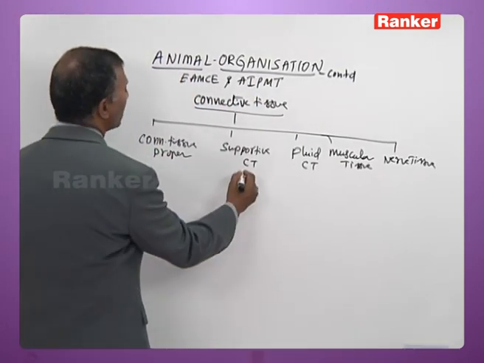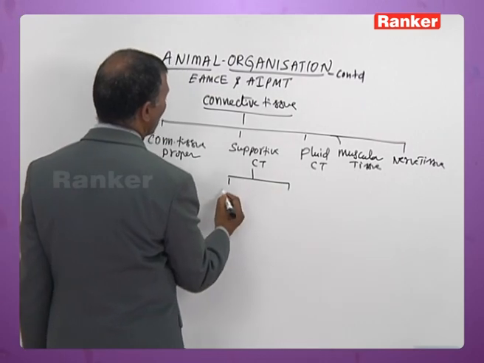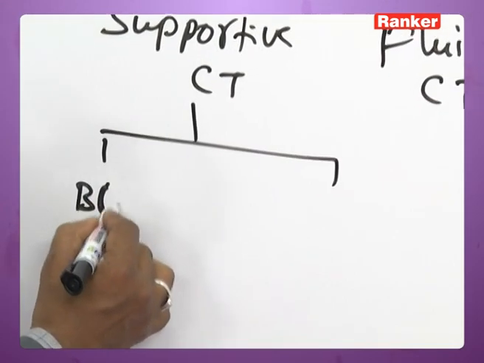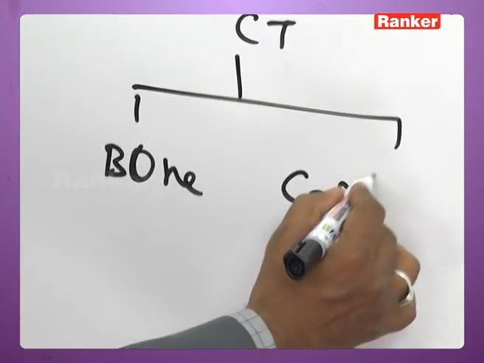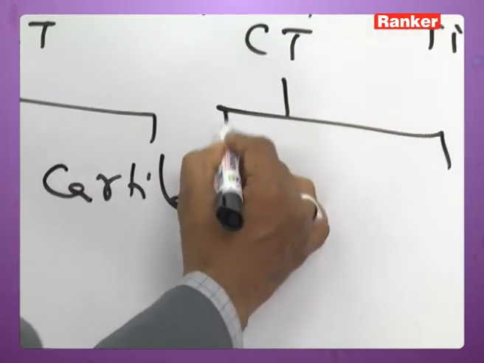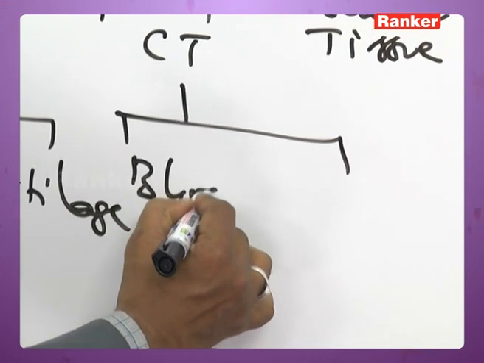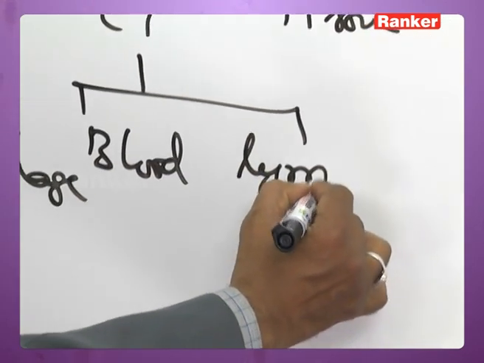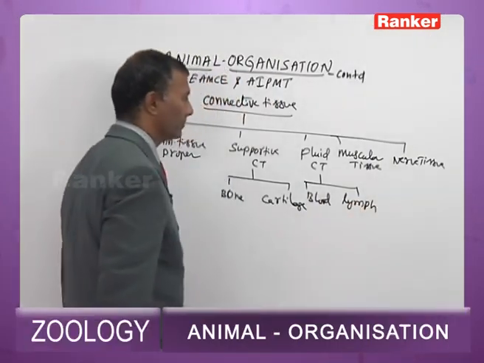Now under supportive connective tissue, blood, bone and cartilage are placed. Under fluid connective tissue, blood and lymph are placed.